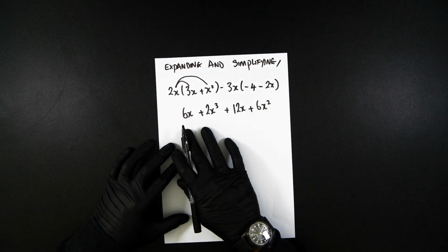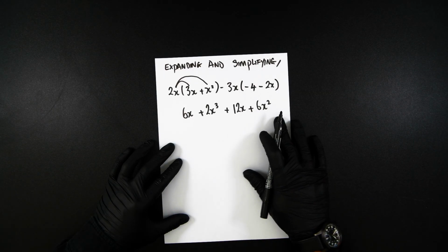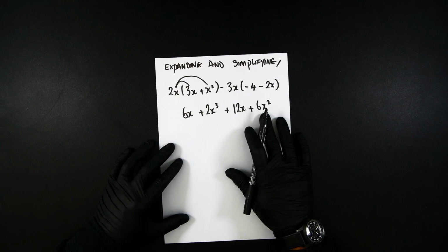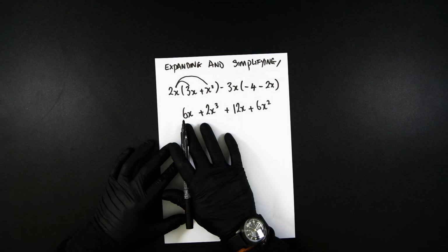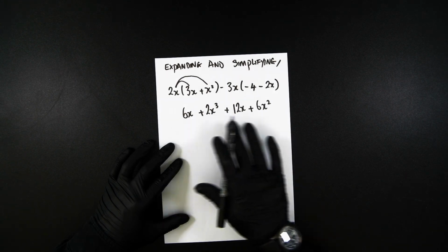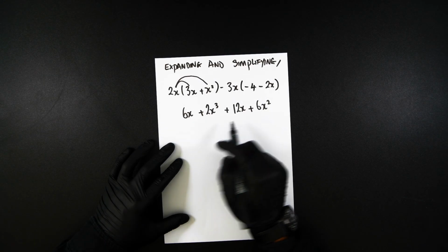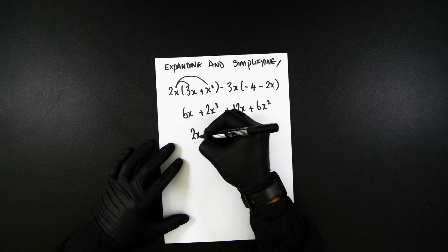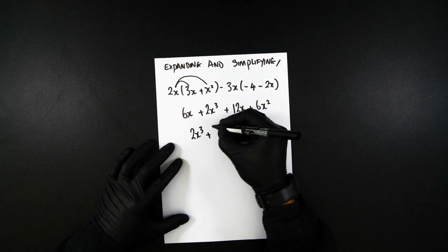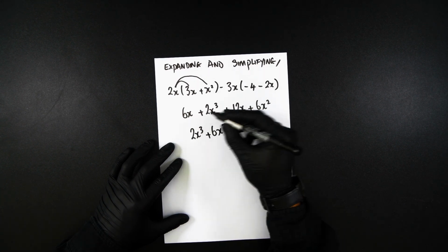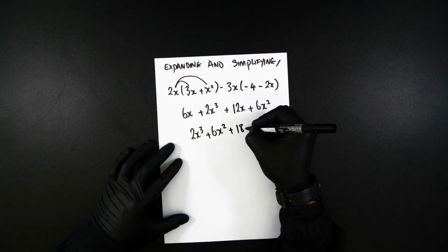We now look at everything which has similar terms. And here there is only 1x squared and 1x cubed, and we have two values which are x to the power of 1. So we can clean that up. So let's do 2x cubed plus 6x squared plus 18x.